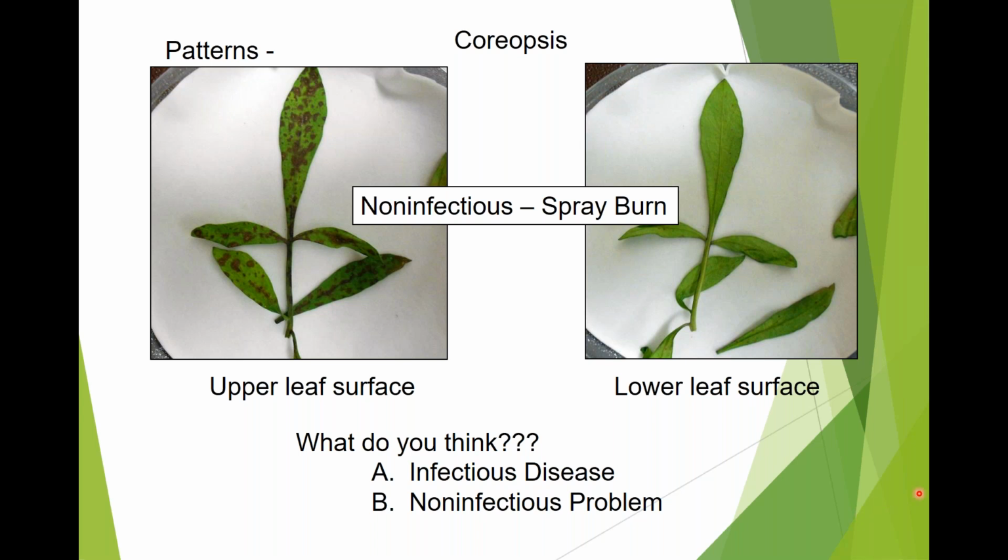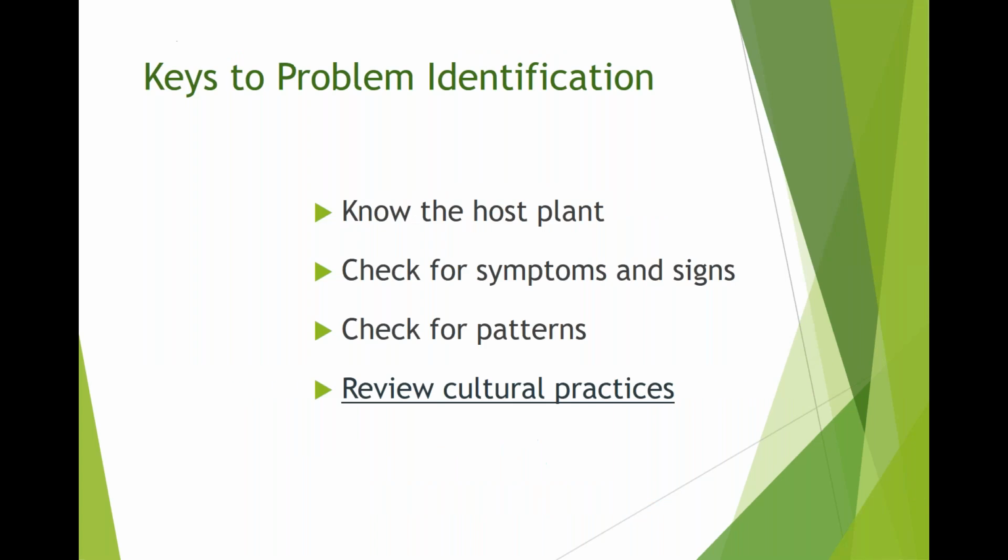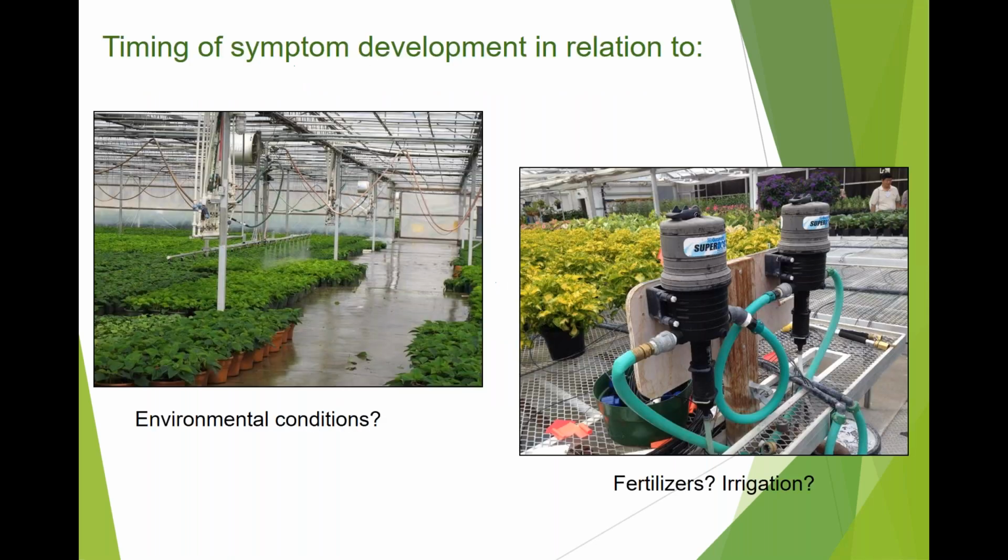So a little bit tricky, because the pattern of spotting was more indicative of infectious disease, but the fact that the undersides were clean leans towards non-infectious problems. Okay, so we've done the first three. The final step in doing a diagnosis is to review cultural practices. And this really involves thinking about the timing of symptom development in relation to some of the things that have been going on in the greenhouse.